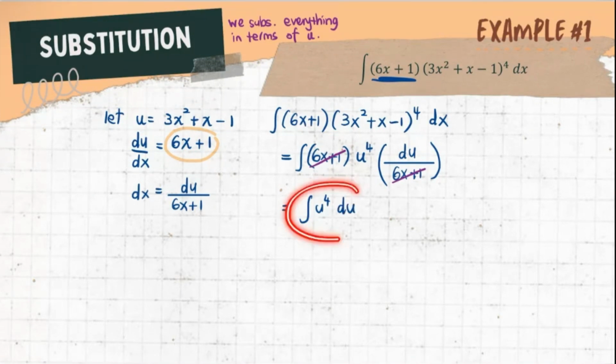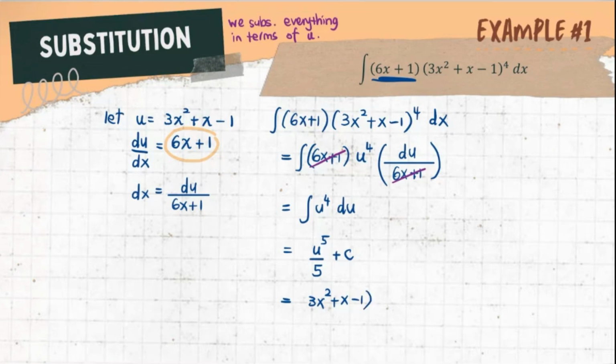Ini mesti buat. Jangan pula daripada sini kamu terus integrate. Nanti tak dapat markah sebabnya markah akan diberi setelah everything ditulis dalam bentuk u. Dan seterusnya kita ada u kuasa 5 over 5 plus c. And rewrite back u in terms of 3x square plus x minus 1 to the power of 5 over 5 plus c. And this will be our final answer.